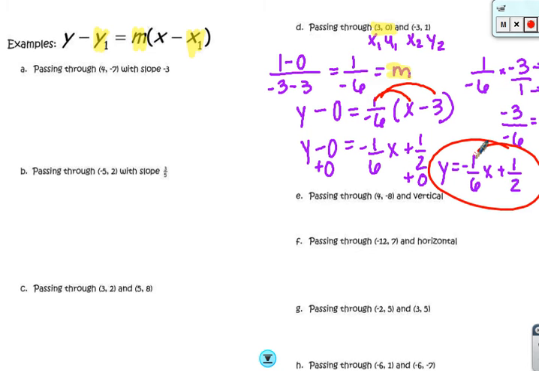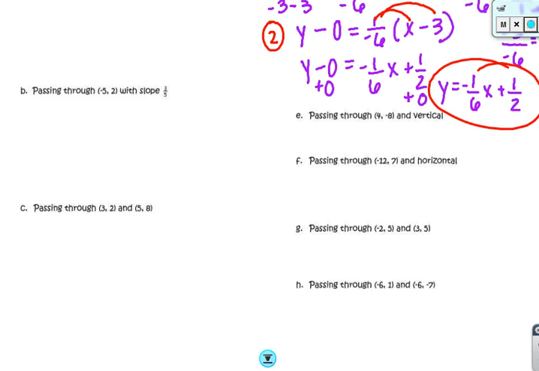So when you're doing point slope form, if I give you a point and a slope, you just take the information and plug it right into the formula. If I give you 2 points, you have to find the slope first and then plug it into the formula. You're going to do that little bit of extra work. Okay? So now let's look at those special cases.